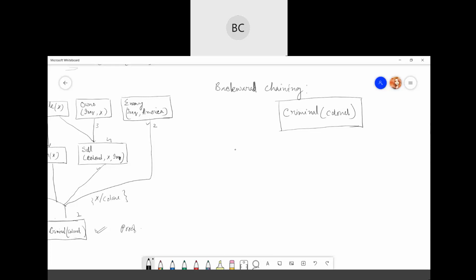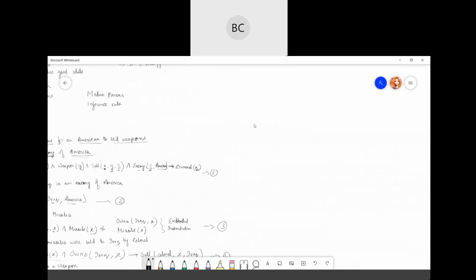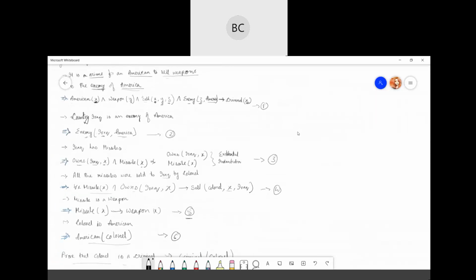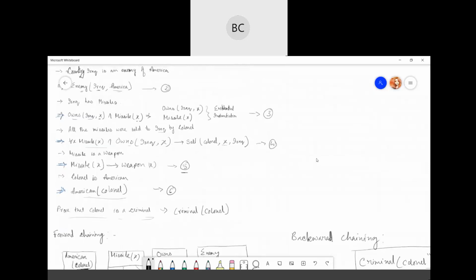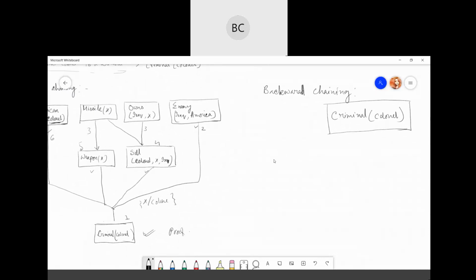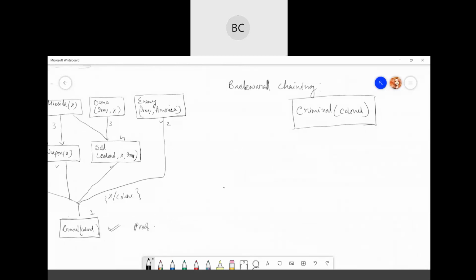Okay. See, in rule number 1, we deduce from criminal, the left part is this part: American, weapon, sell, enemy. So from the goal state, from the criminal part, we can go to these four things. That means it's similar to this one. American.